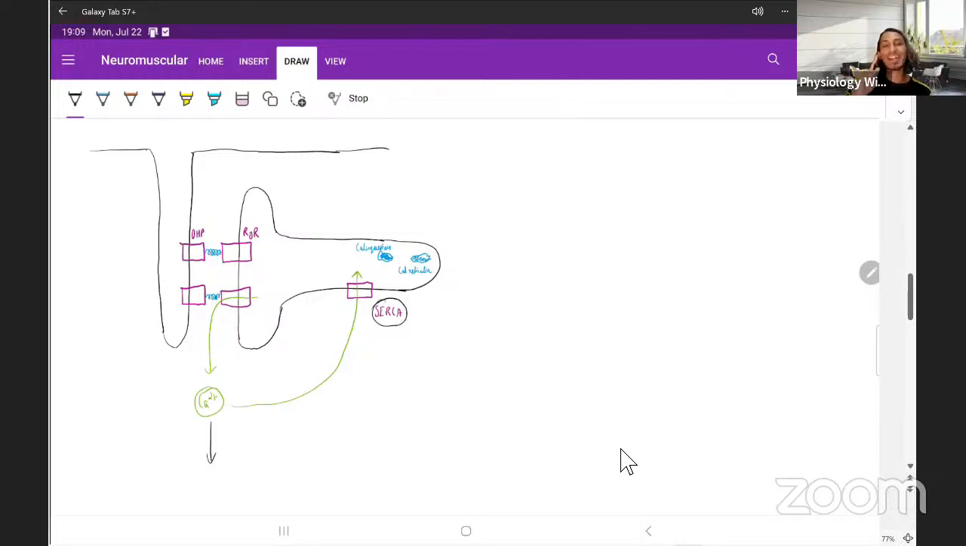So what does it do? There's a lot of calcium inside this. So actively, it transports calcium back into your sarcoplasmic endoplasmic reticulum. So that is a function. You can draw this diagram also and explain this.